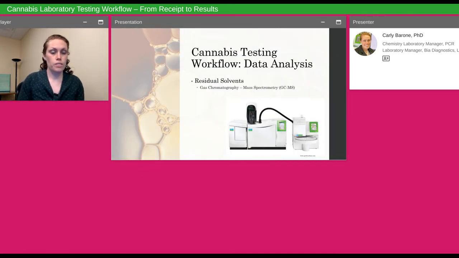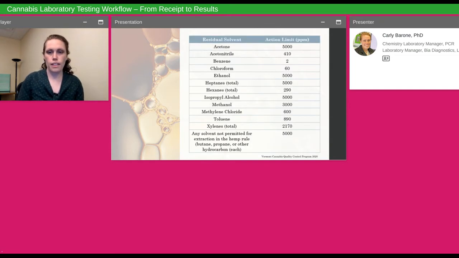Next is residual solvents. Residual solvents are found when a cannabis product has been extracted using some type of solvent, and this needs to be removed before the customer actually ingests it. So we are testing to see if there's any solvents that are left over. We are using gas chromatography mass spec to do this because most of these compounds are pretty volatile. And you can see the state of Vermont has set limits for a list of residual solvents that we do not want to see show up in customer samples over these limits.